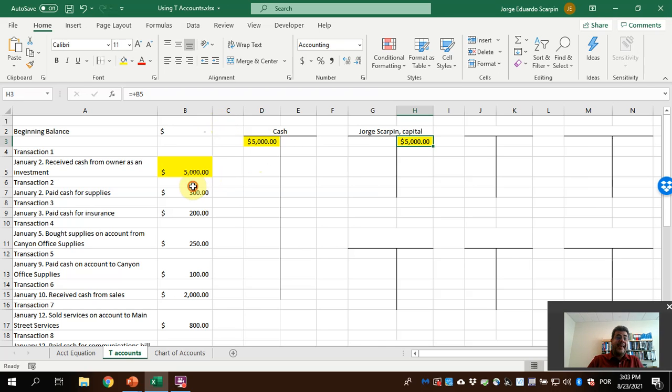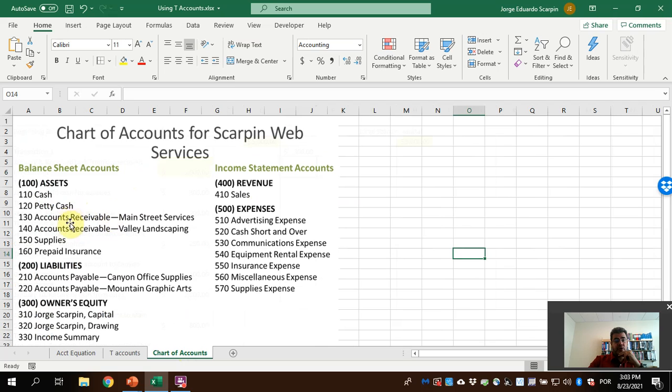But okay. Transaction 2, paid cash for supplies. So cash, we already had the account here. If we pay it, it is decreasing our cash. Decreasing an asset is a credit. So we don't record less or negative 300. We credit cash. Supplies, let's go to the chart of accounts.